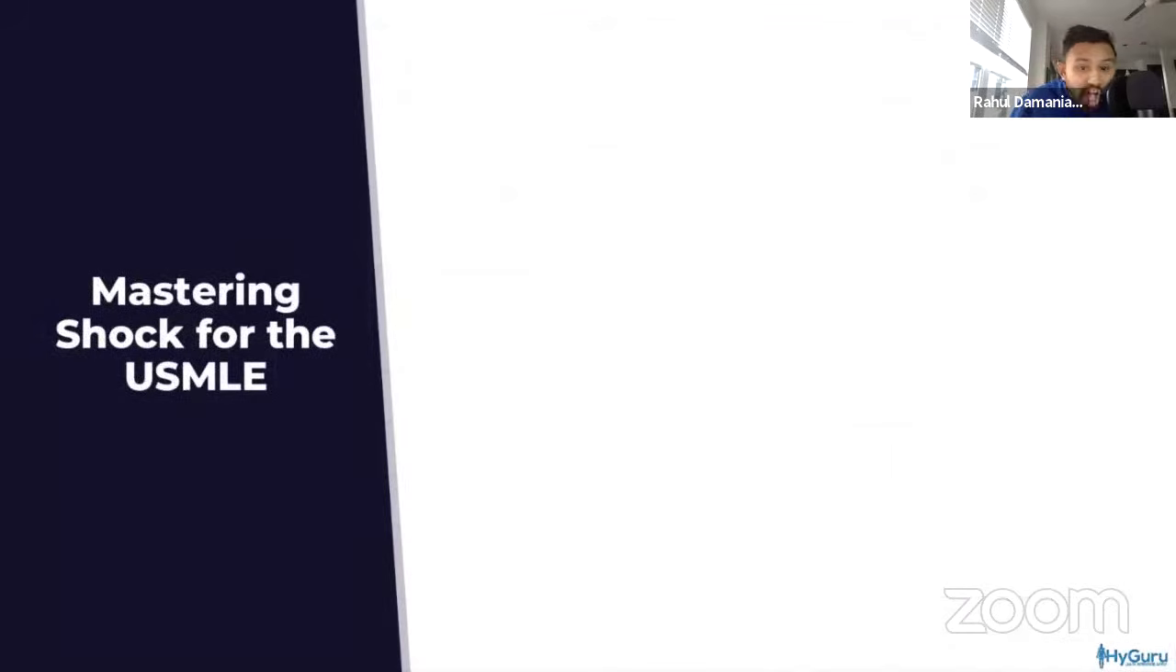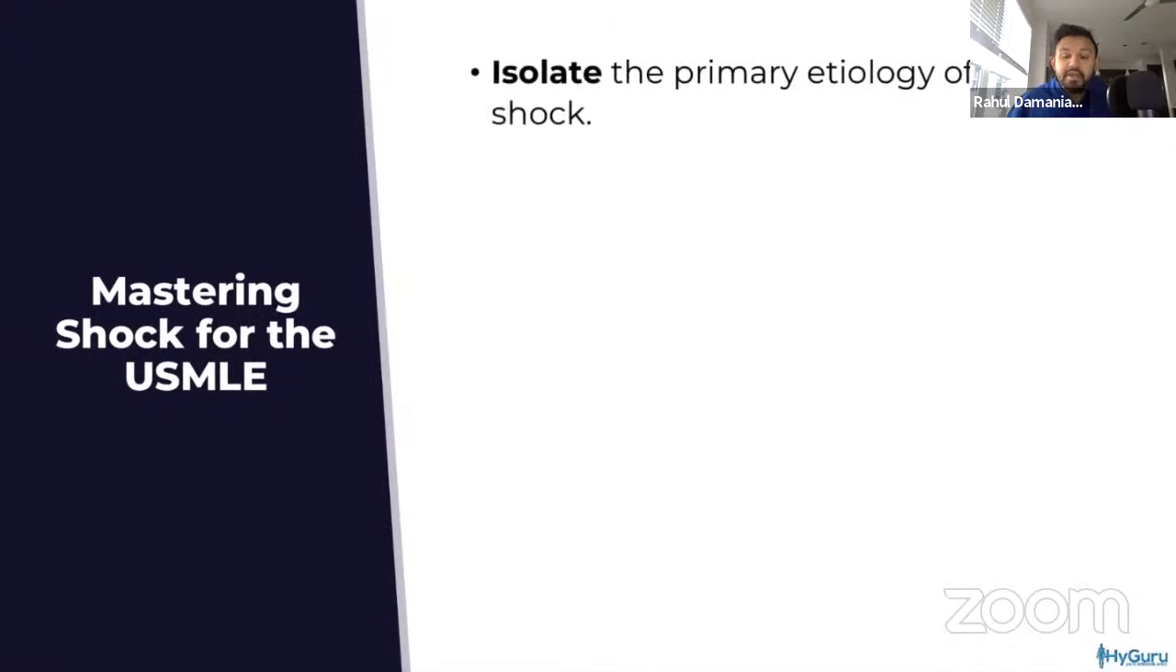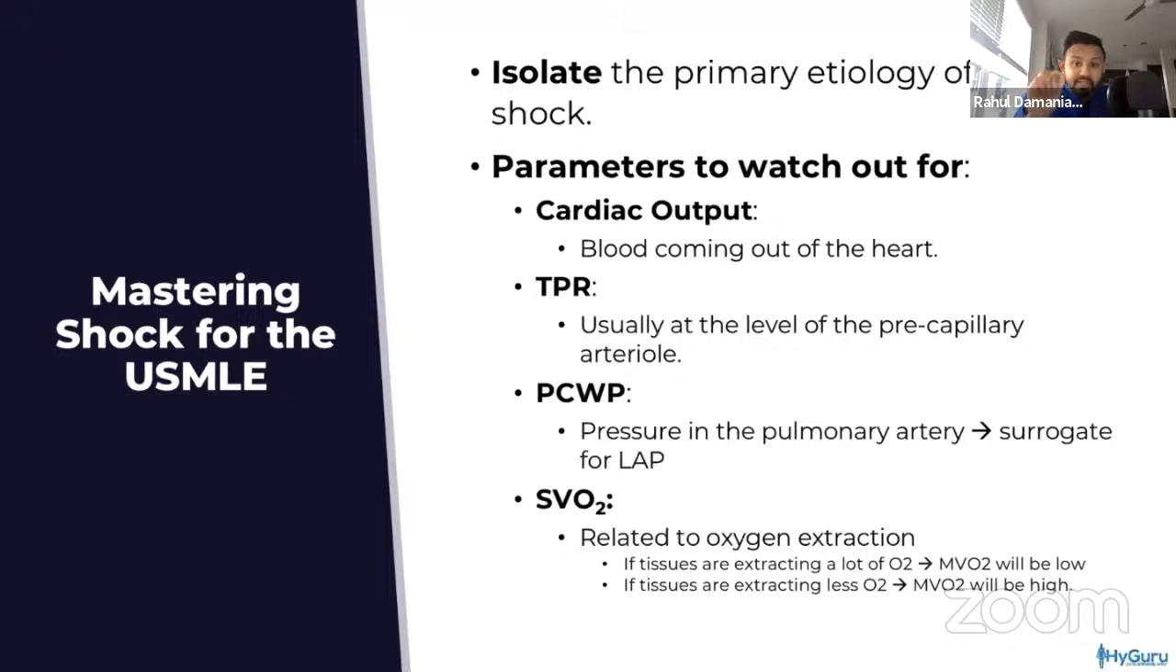All right, so when we're talking about shock for the USMLE, you want to understand what is the primary etiology that triggers the downstream response. In cardiogenic shock, for example, it is pump failure, i.e. low cardiac output. We're going to be talking about other types of shock in the next slides. When you're thinking about the parameters that the USMLE tests for shock, think about these. Cardiac output, which is representative of the blood coming out of the heart. Total peripheral resistance, as Pathoma even says, that is usually guided at the level of the precapillary arteriole.